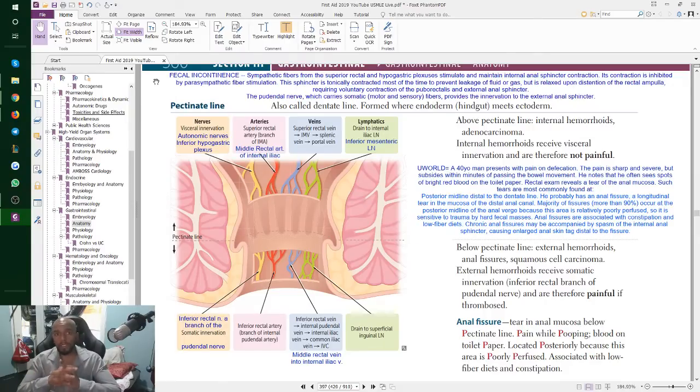This sphincter is tonically contracted most of the time to prevent any leakage of fluid or gas, but it is relaxed upon distension of the rectal ampulla, requiring voluntary contraction of the puborectalis and external anal sphincter.